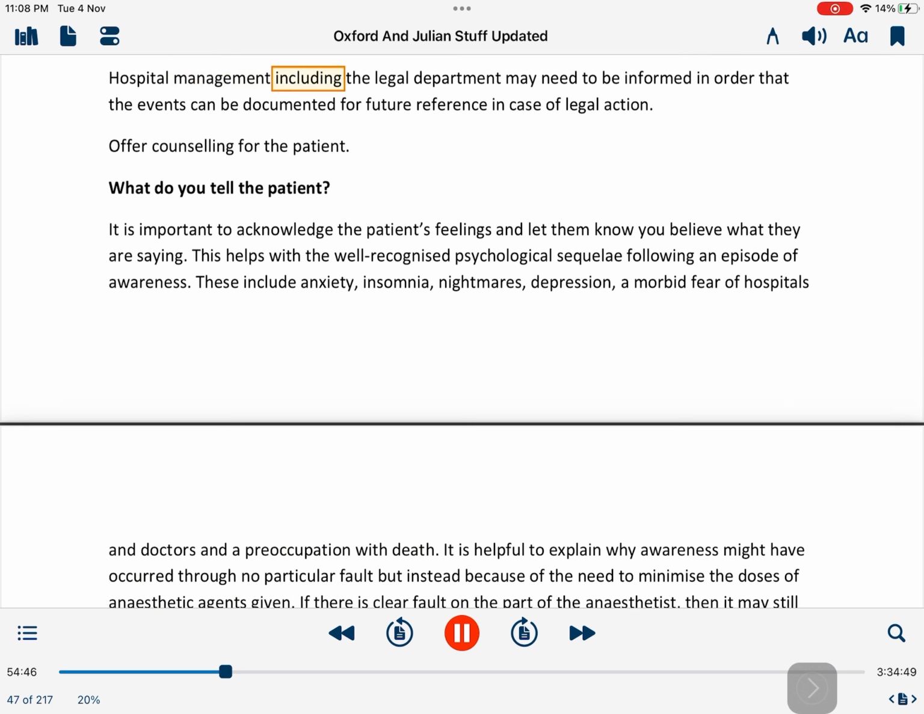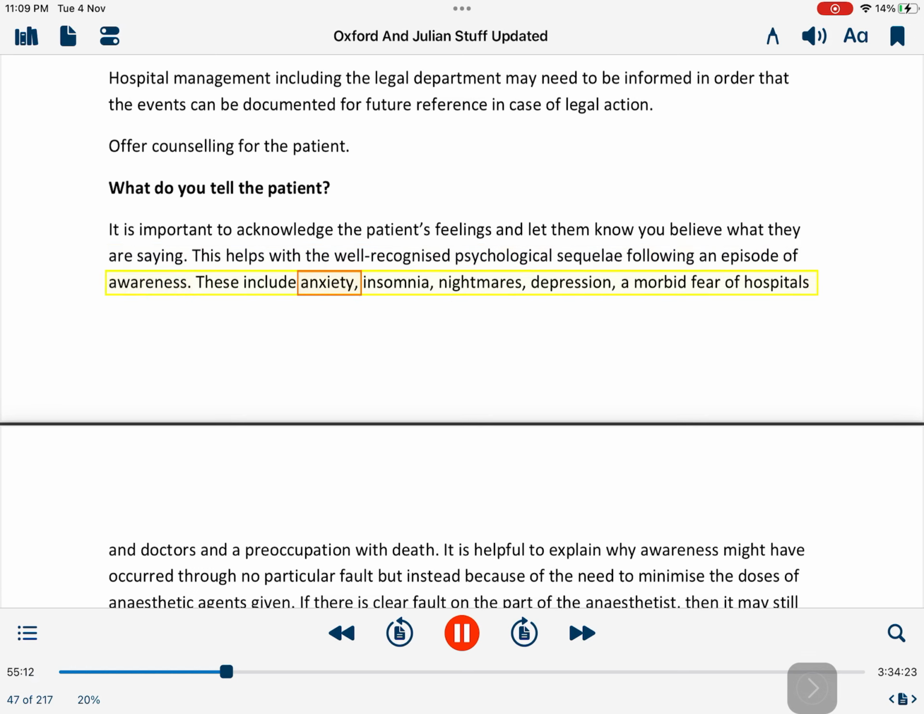Hospital management, including the legal department, may need to be informed in order that the events can be documented for future reference in case of legal action. Offer counseling for the patient. What do you tell the patient? It is important to acknowledge the patient's feelings and let them know you believe what they are saying. This helps with the well-recognized psychological sequelae following an episode of awareness.